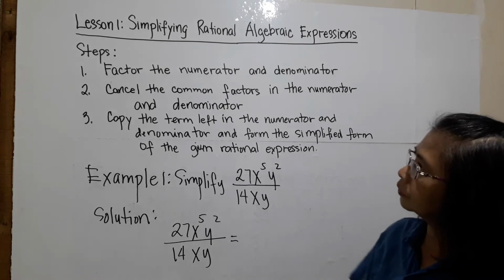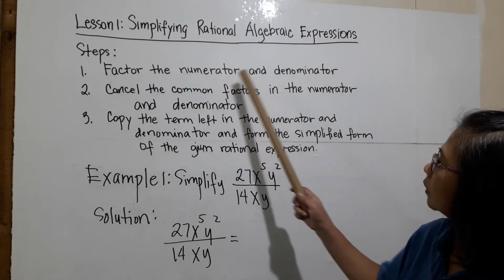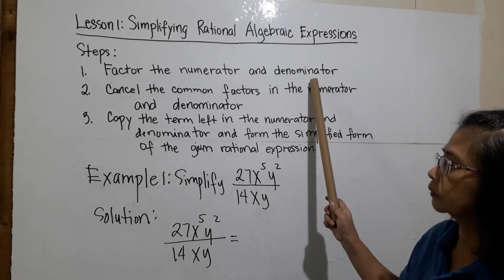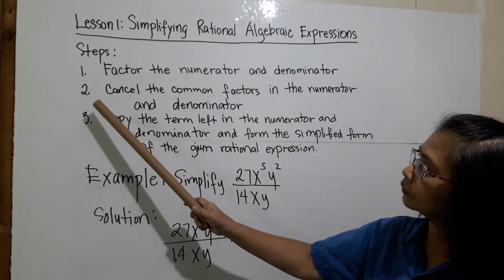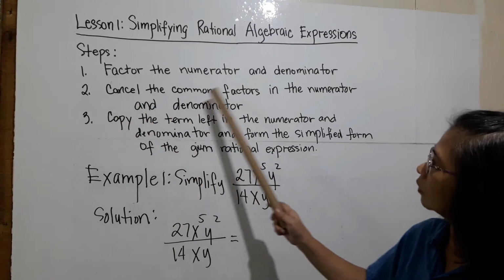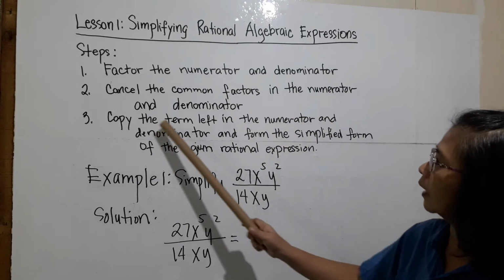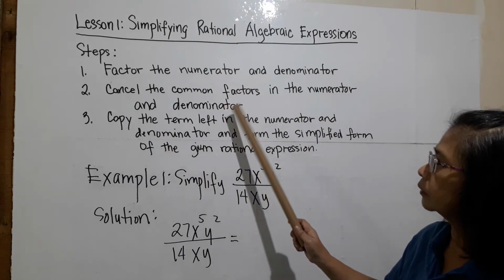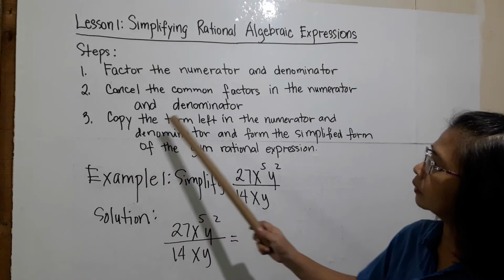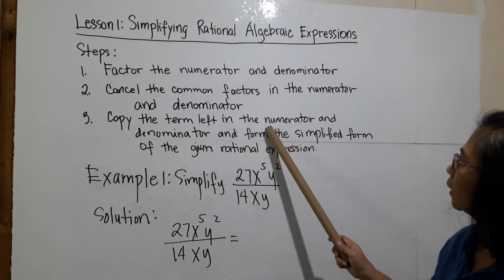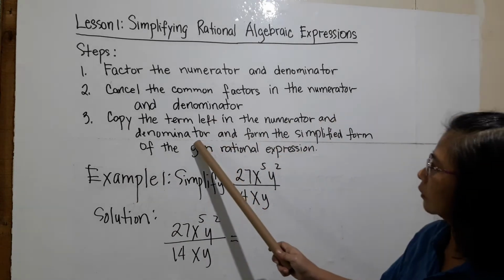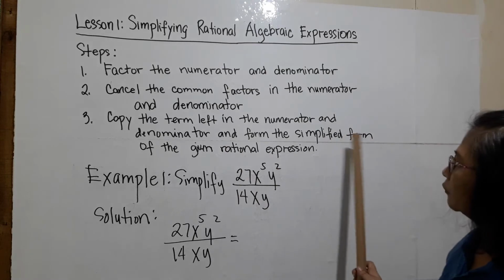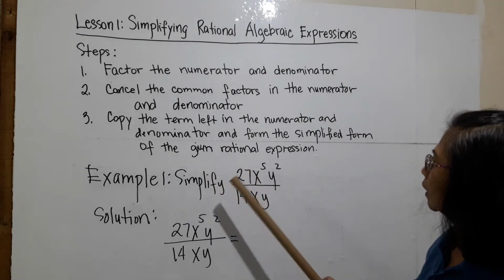The first one to do is to factor the numerator and the denominator. Then, number 2, cancel the common factors in the numerator and denominator. Number 3, copy the terms left in the numerator and denominator and form the simplified form of the given rational expression.